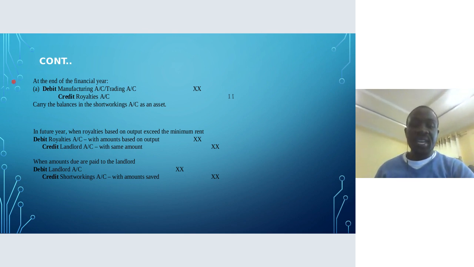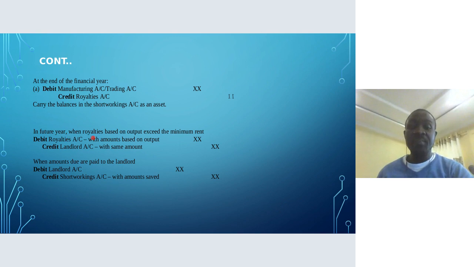At the end of the financial year, we debit the manufacturing account or the trading account, and then we credit the royalties. Remember to carry the balances in the short workings account as an asset. The balance in the short workings account, we will carry it as an asset.